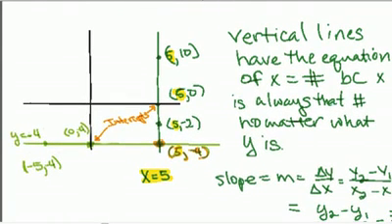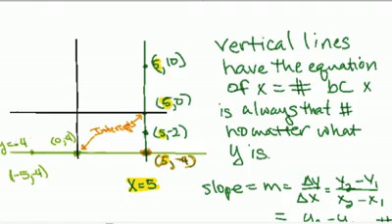So if the question is, what is the equation of the vertical line that goes through the point (5, 10), you would just write down x equals 5, or for (5, 0), it would be x equals 5, because the value of the x in your ordered pair is the equation of the line, x equals 5.